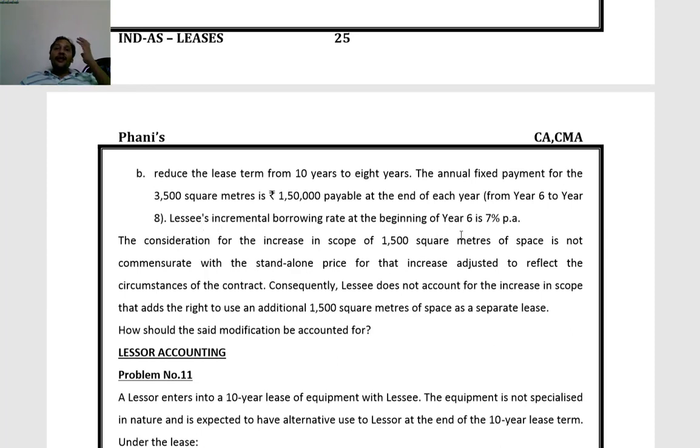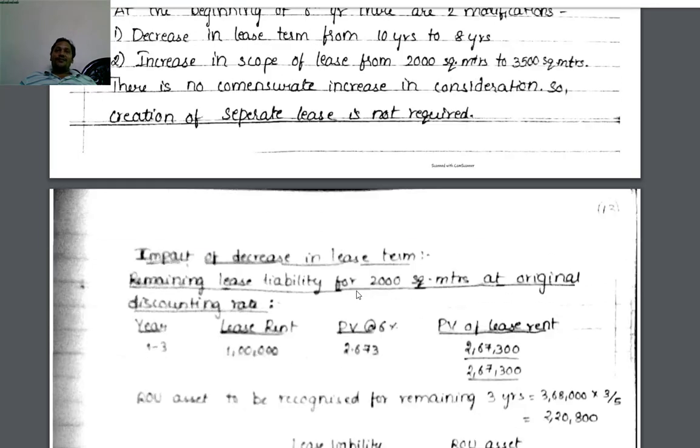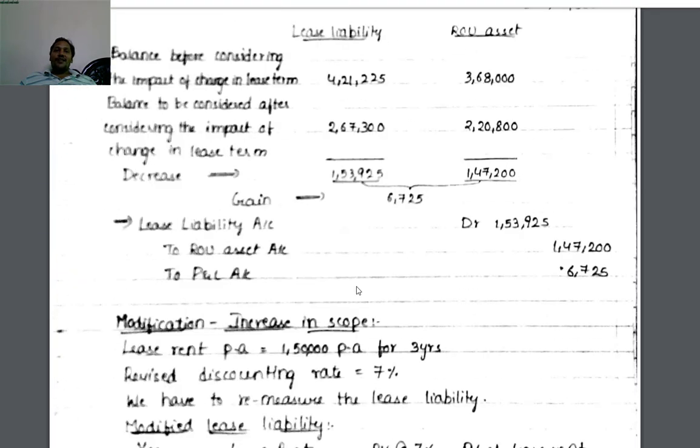Lessee's incremental borrowing rate at the beginning of year 6 is 7%. So 1,50,000 is the latest obligation with the revised discounting rate of 7%. We have to remeasure the liability. Whatever increase in liability is there, we have to count once again. So, remeasurement of liability with revised lease rent and revised discounting rate.